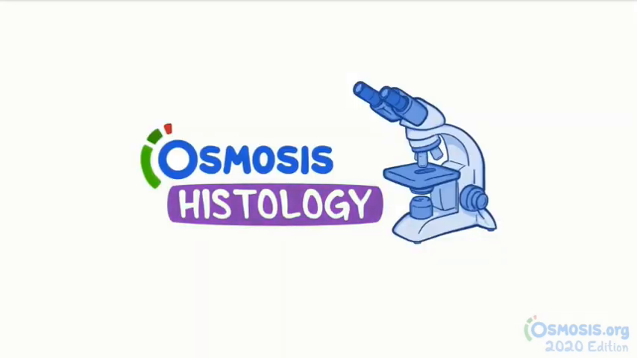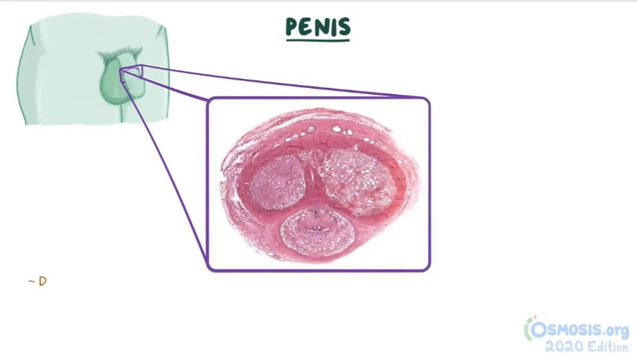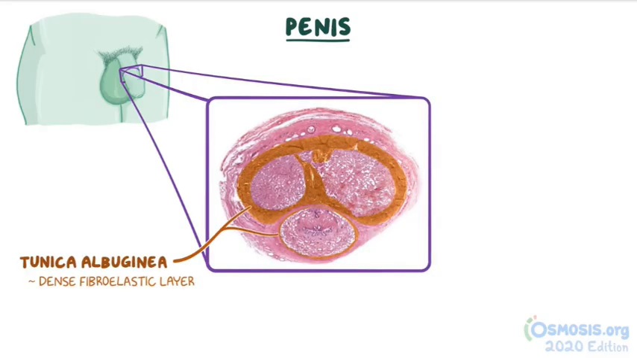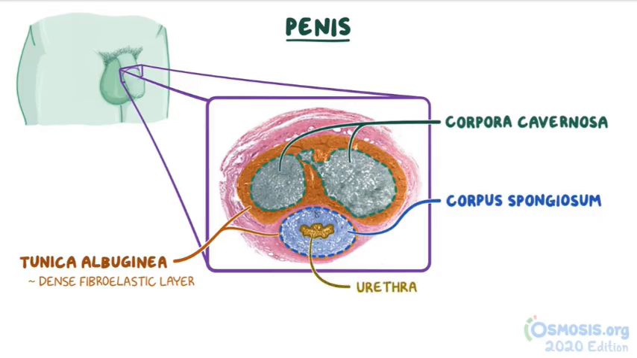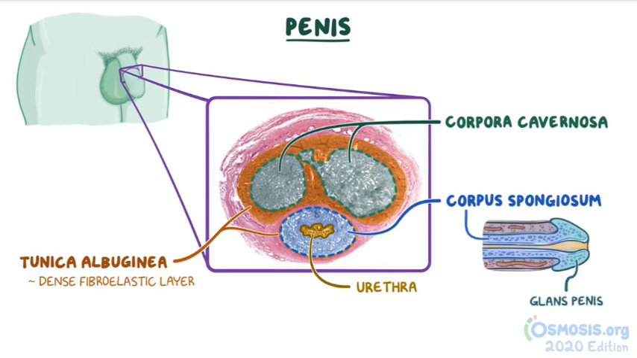Now, let's get a closer look. The penis is composed of 3 cylindrical columns of erectile tissue, which are bound together by a dense fibroelastic layer called the tunica albuginea. In this very low-power transverse cross-section of the penis, the upper 2 columns are the dorsal corpora cavernosa of the penis, and the lower column is the ventral corpus spongiosum, which also contains the penile urethra. At the distal end of the penis, the corpus spongiosum expands to become the glans penis.